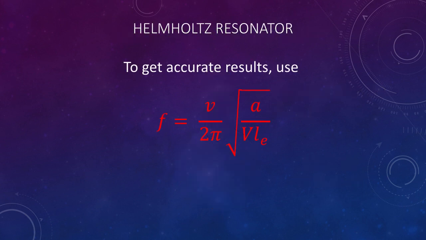So the true formula is f equals v over 2 pi times the square root of A over V times L sub E, where L sub E, the effective length, is the length plus 1.5 times the radius. In the lab, we will use the effective length so that our calculations will predict the actual outcome. However, if I say ignore effective length, you may use the simpler formula.